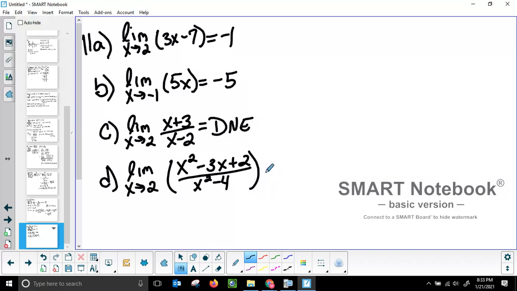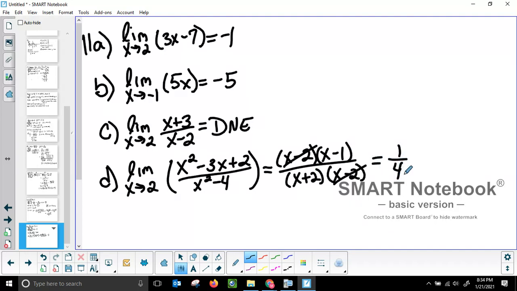All right, that's when we know we want to do the divide out technique. So I can factor the top to x minus 2 and x minus 1. And the bottom, x plus 2, x minus 2. Well, of course, my x minus 2's will cancel out. Now I do direct substitution again with what is left. So when I plug in a 2, I get a 1 up top, I get a 4 in the bottom. So this limit is equal to 1/4.